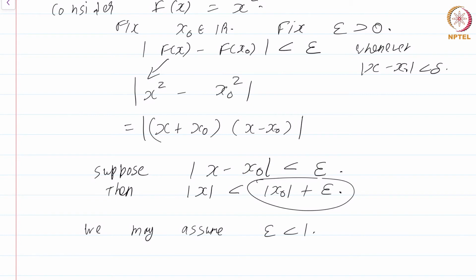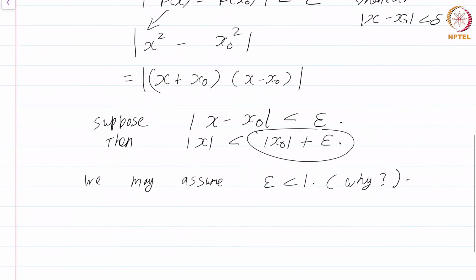Think about this and tell me why. You need not satisfy this definition for all epsilon. It's sufficient if you satisfy it for all epsilon less than some quantity. The reason should be fairly obvious to you, even though I have posed it as a question. If you can get f of x to be epsilon close to f of y, you can certainly get it to be 10,000 close also, because 10,000 is greater than 1. So we may assume epsilon is less than 1. What does this tell us? It tells us that mod x is less than mod x naught plus 1.